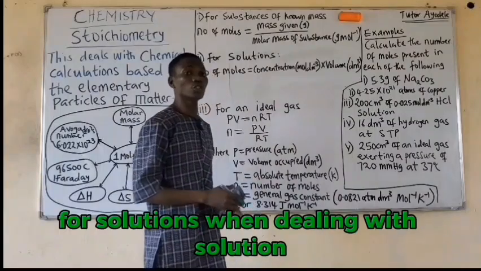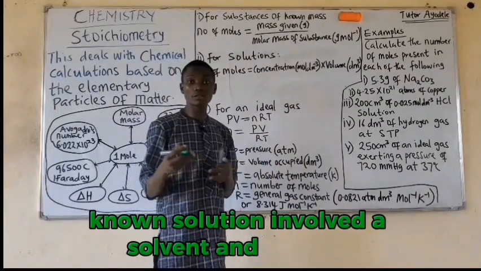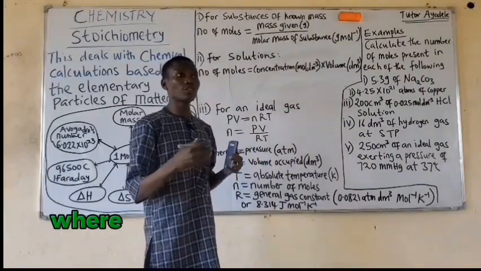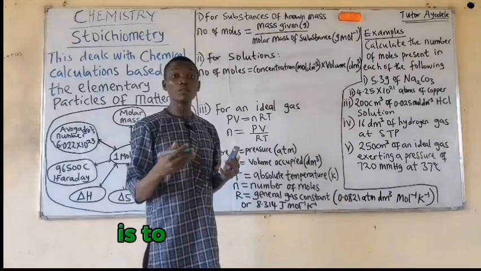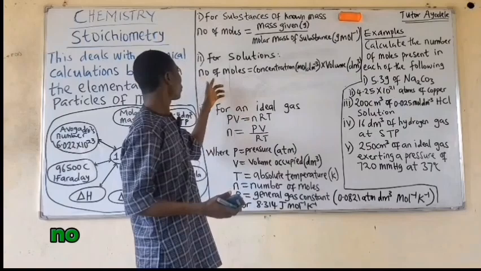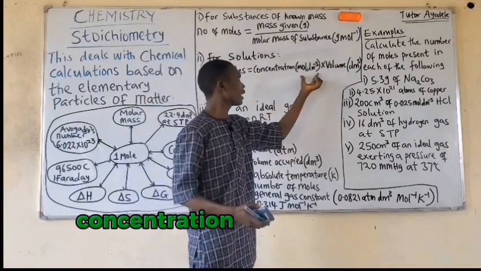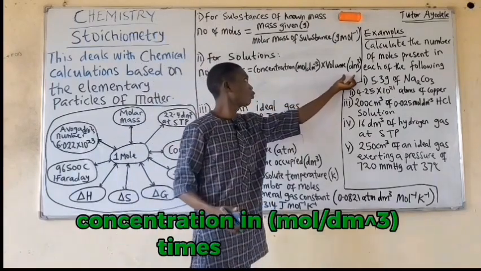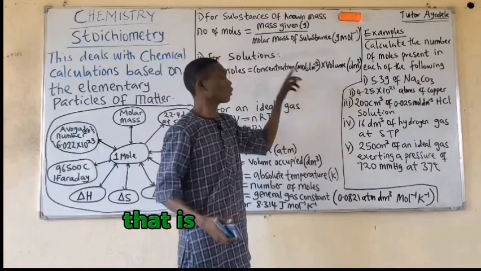When dealing with solution, a solution involves a solvent and a solute. When you dissolve a solute in a solvent, it gives you a solution. In a case where we are dealing with solutions, number of moles is equal to what? Concentration in mole per dm cube times volume.